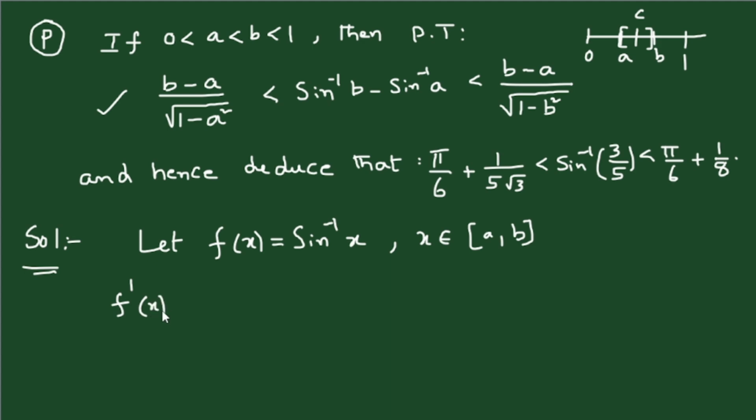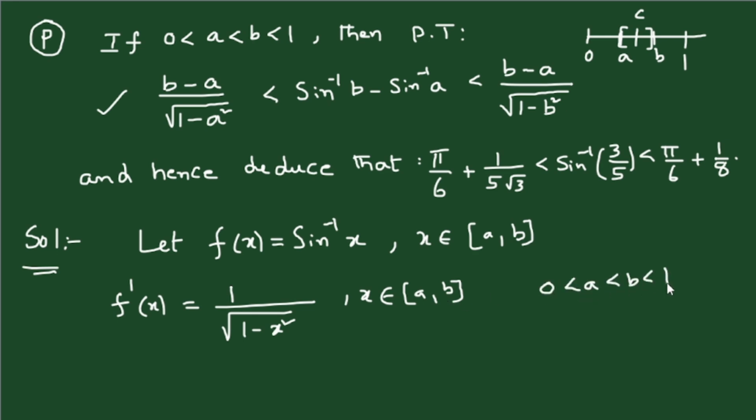Then we know f'(x), the derivative of sin inverse x, is 1 by square root of (1 minus x squared), and x belongs to (a, b). How are a and b? 0 is less than a, less than b, less than 1. That means a and b cannot be 0 and 1, and particularly cannot be 1, they are less than 1.